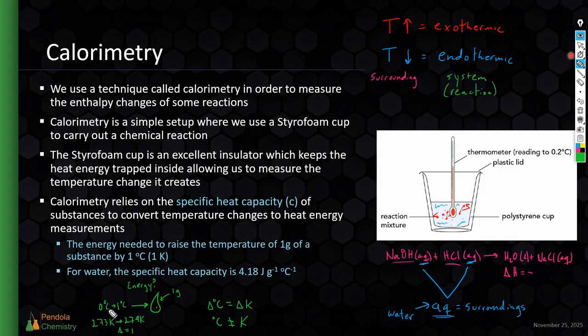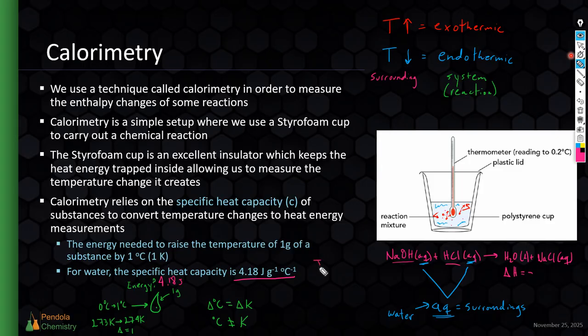Now, when we look at specific heat capacity, different chemicals have different specific heat capacities. For water, which is the solvent that we normally work with when it comes to calorimetry and when it comes to just chemistry in general in this class, the specific heat capacity of water is 4.18 joules per gram Kelvin, or per gram Celsius. What does that mean? It means it takes 4.18 joules of energy to raise 1 gram of water's temperature by 1 degree Celsius.